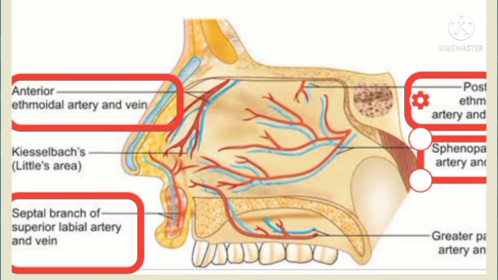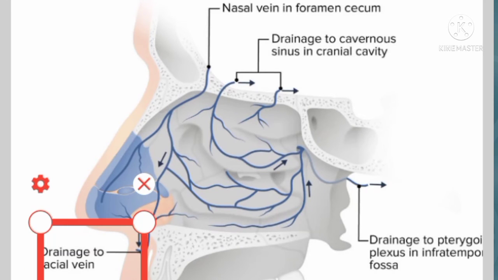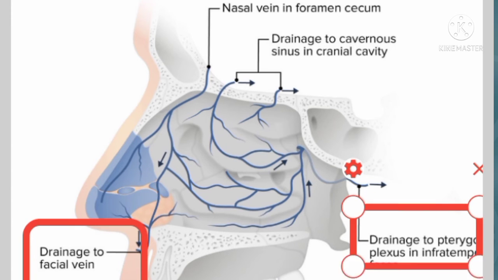Now the veins of the nasal septum form a plexus, and this plexus drains anteriorly into the facial vein. As you can see in the figure, this plexus drains anteriorly into the facial vein, and posteriorly it is drained into the pterygoid venous plexus.